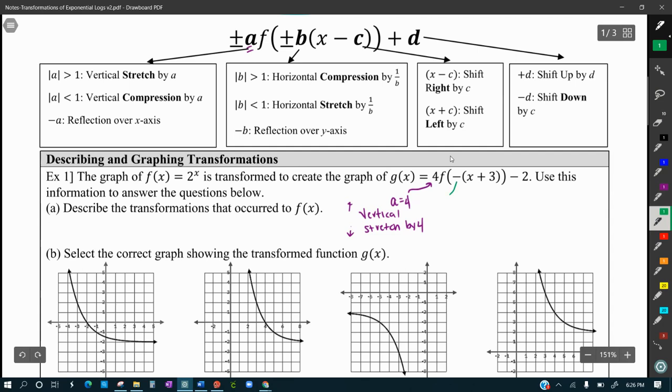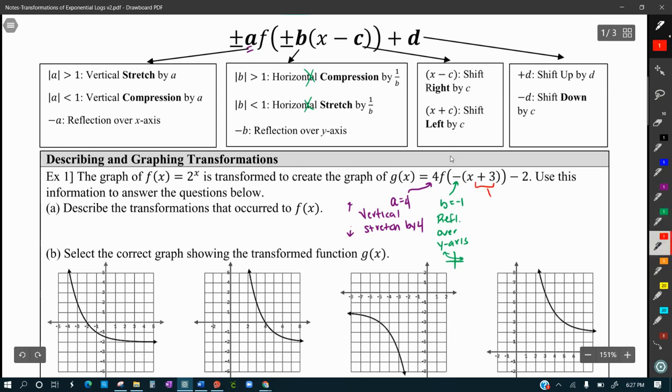I also see that there is a value of b. b here is -1. Well, because it's a -1, we don't really have a compression or a stretch in this case. We just are reflecting over the y-axis. So what that means is instead of going from the bottom left to the top right, like it usually does, we're actually going to flip over, and now we're going to be going top left to bottom right.